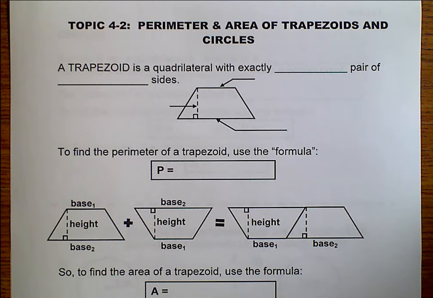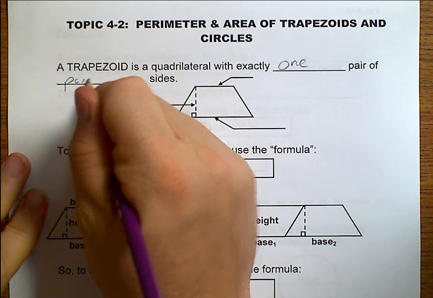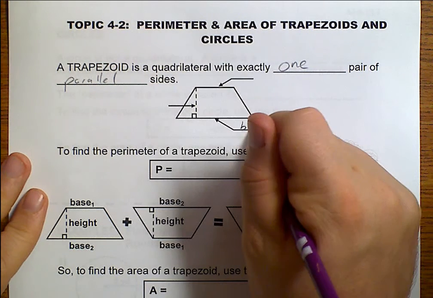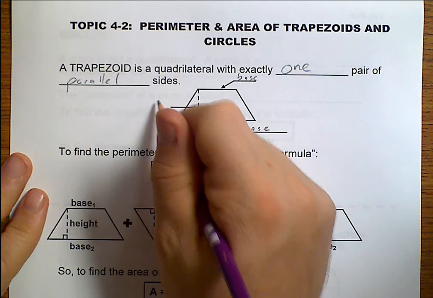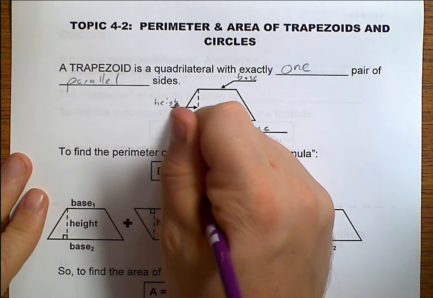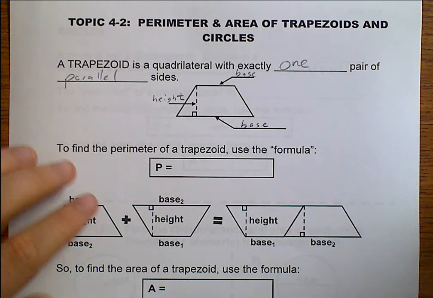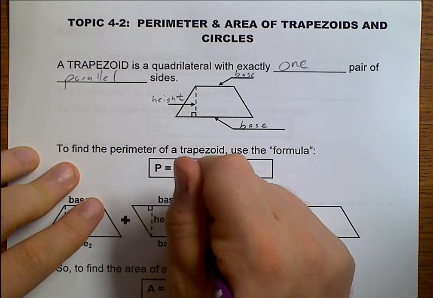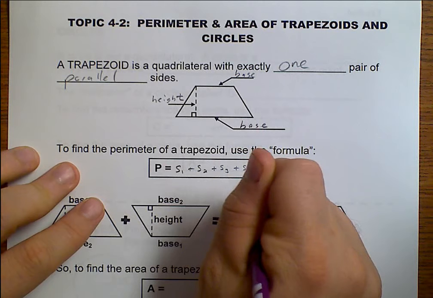So a trapezoid is a quadrilateral that has exactly one pair of parallel sides. So this is a base, this is a base, and this is the height. For the perimeter, we don't really have a formula, it's just add the sides: S1 plus S2 plus S3 plus S4.